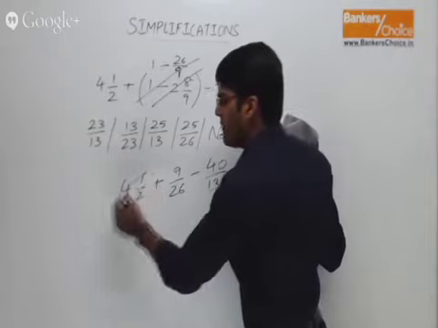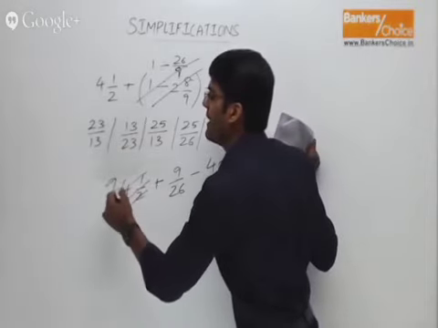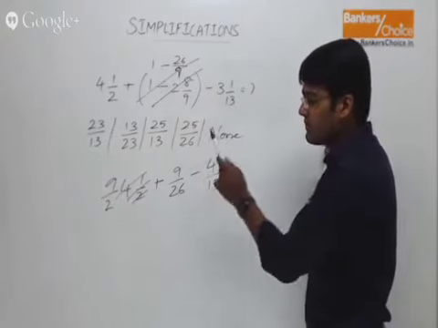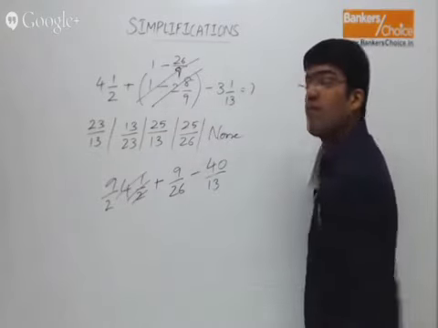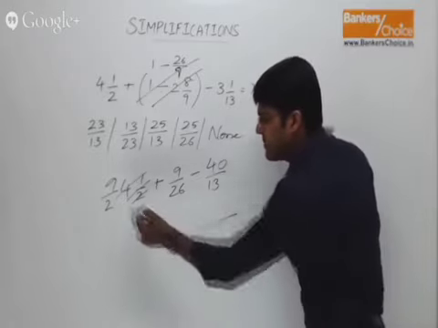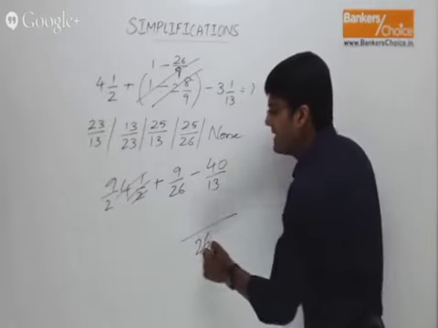And 4 1 by 2 can be taken as how much? 9 by 2. This part is 9 by 2. Now try to look at this. 9 by 2 plus 9 by 26 minus 40 by 13. You have to take the LCM there, right? Going by that rule. So LCM. What is LCM here? 26 is the LCM.